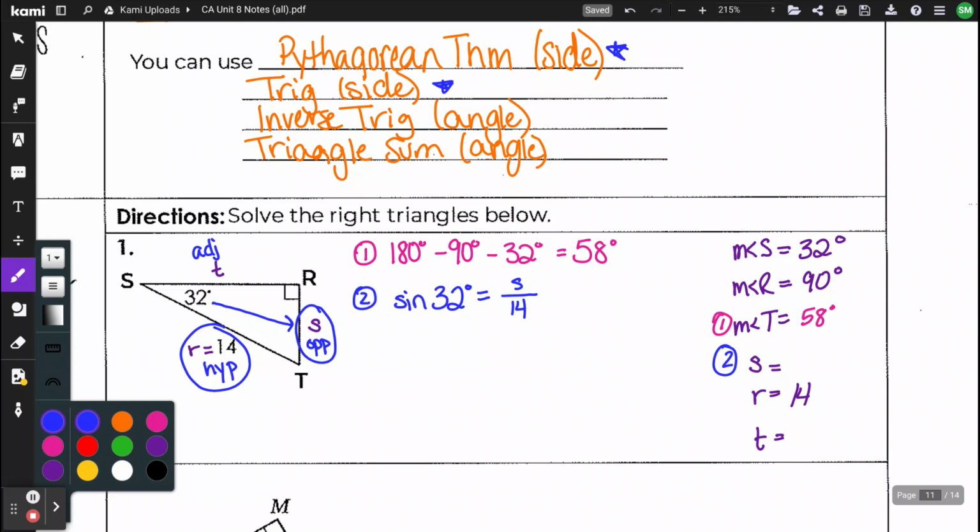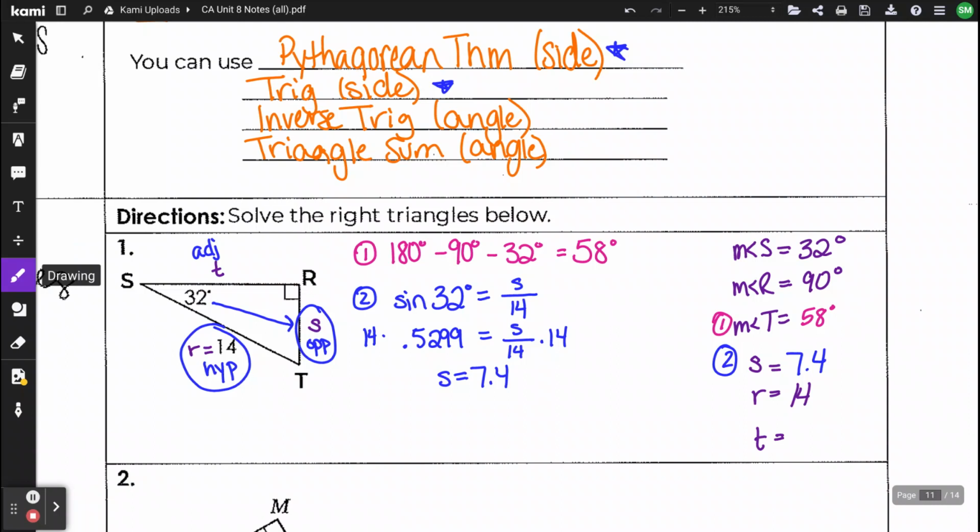So we can take the sine of 32, which is 0.5299, equals S over 14. Multiply both sides by 14. And we get S to be 7.4. Okay.